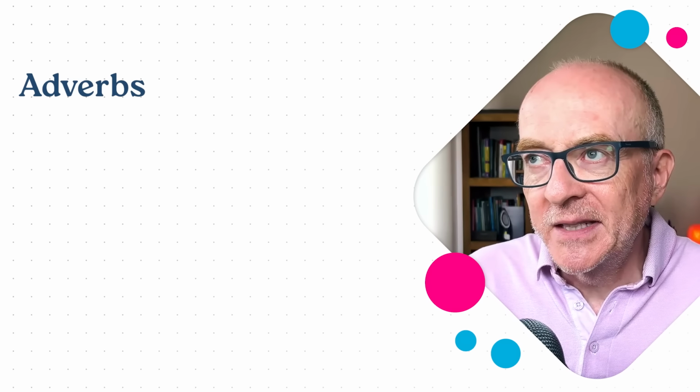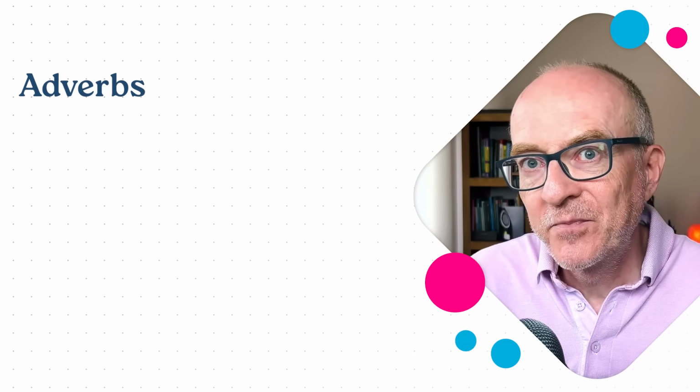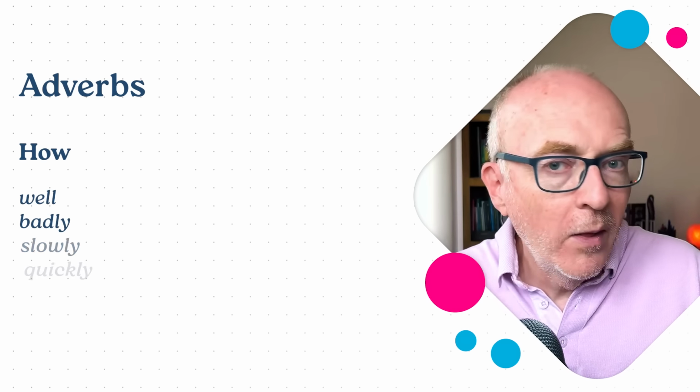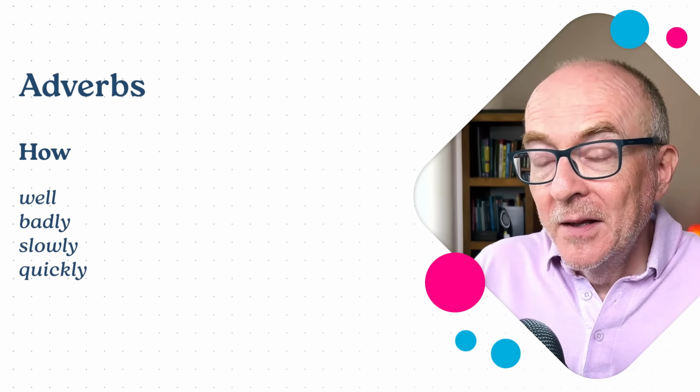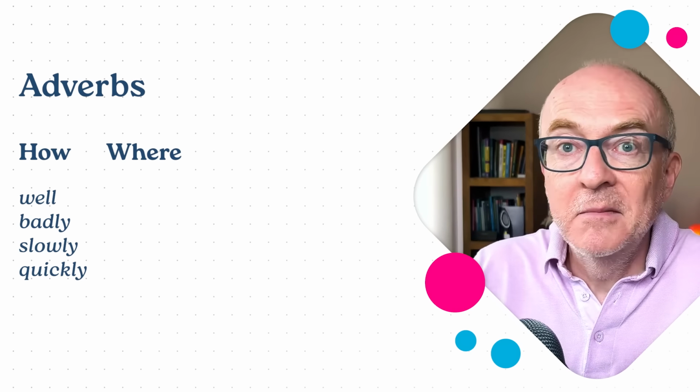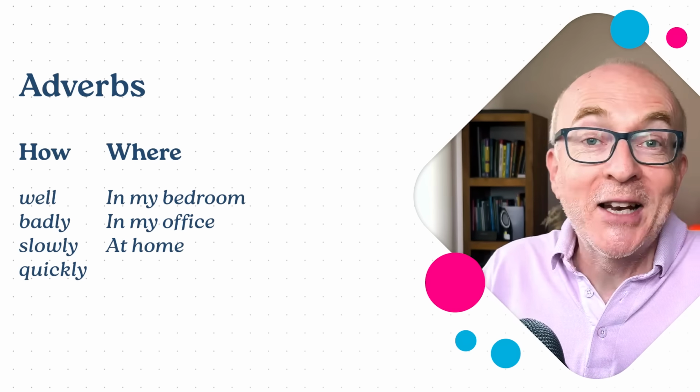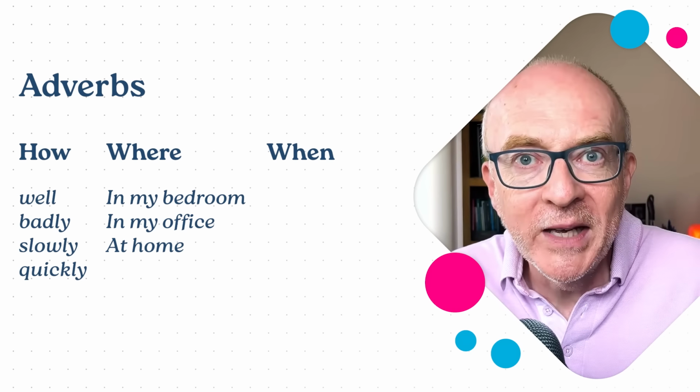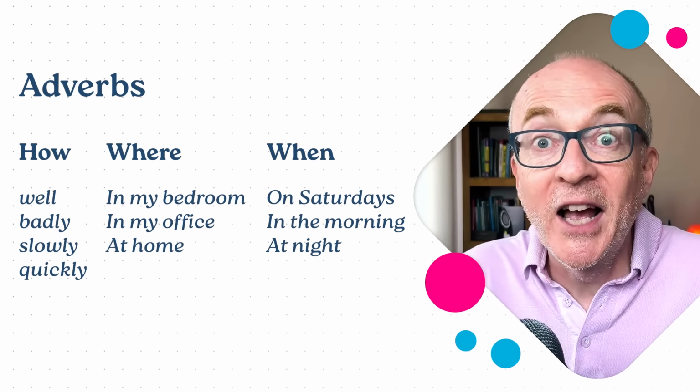Okay, we're leveling up. Let's make it more complicated, okay? So we've got simple phrases. I play the guitar. What if we want to describe how you do it, or where, or when you do it? If you want to describe this, this is what we call adverbs. To say how you do it: well, badly, slowly, quickly. Where you do it: in my bedroom, in my office, at home. When you do it: on Saturday, in the morning, at night.